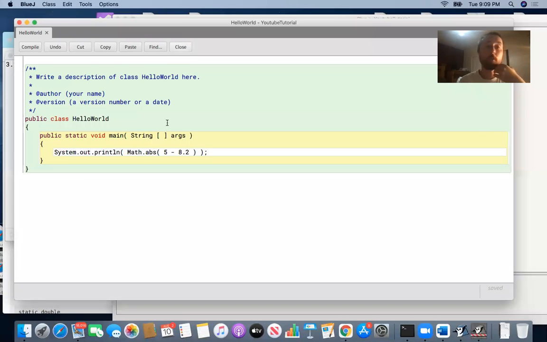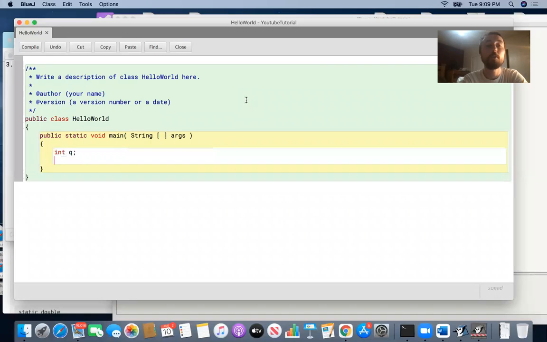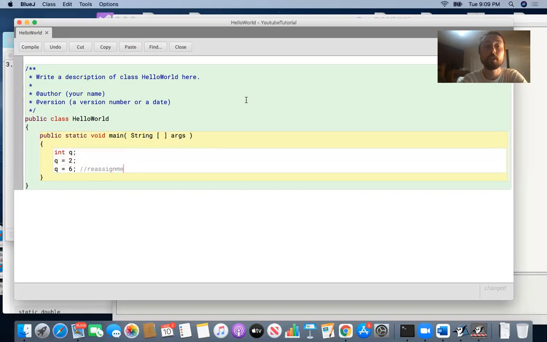So let's look at another one. We're going to do the addExact method. The addExact method literally just adds two numbers together. What we're going to do here is say something like int q equals 2. Q equals 6. Okay, so this is just a reassignment of Q.